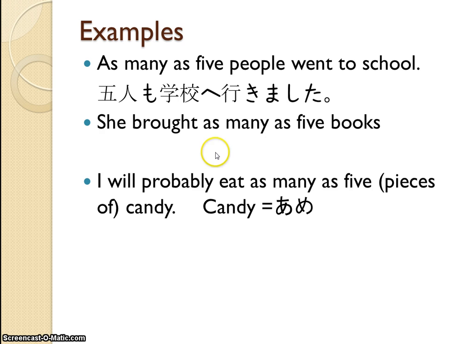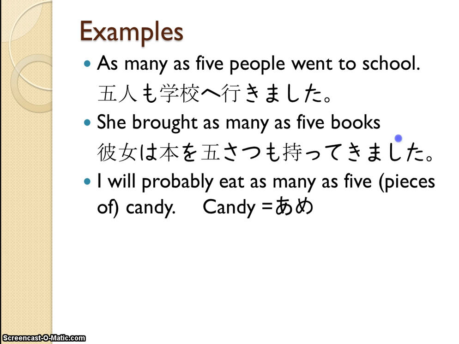So next would be she brought as many as 5 books. So brought would be 持ってくる. So in this case, it becomes 彼女は, she. 彼女 also means girlfriend, but in this case, you can also use 彼女 to describe a girl or female. So we're going to use 彼女. 彼女は本を5冊も持ってきました. Now, this is the number phrase that we were talking about. In this case, the subject is not assumed. Unlike the first one, it's a little bit different. So the subject is she, and then she brought what? 5 books. So we're going to put the word book in front.